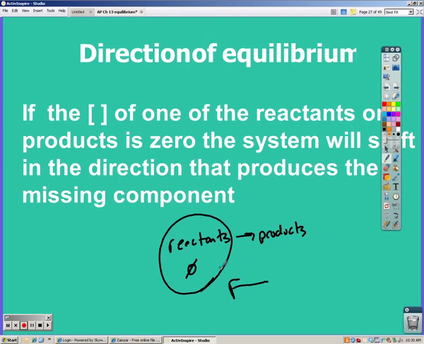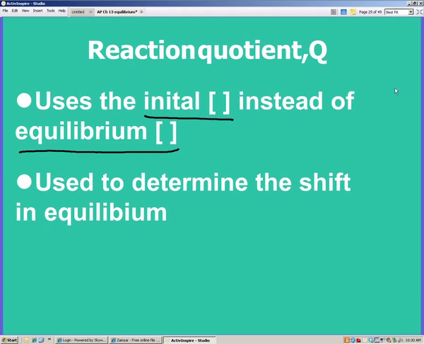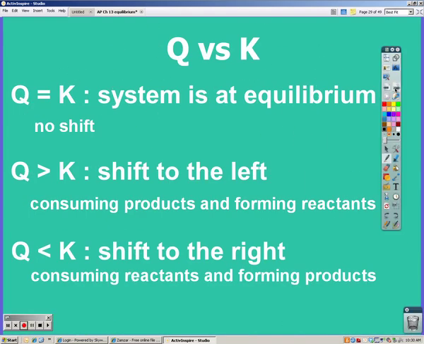Things get more complicated though when there isn't a 0 somewhere. If I have some reactants and some products, I've got to look at the reaction quotient, or Q, to figure out which way the reaction is going to proceed so it reaches equilibrium. So you're going to look at the initial concentration instead of equilibrium concentrations. And there does seem to be a typo on that initial there. So it's going to determine the shift in equilibrium, whether it's going to go left to right or if we're at equilibrium. So Q is exactly the same as K, except it's at the initial concentrations.